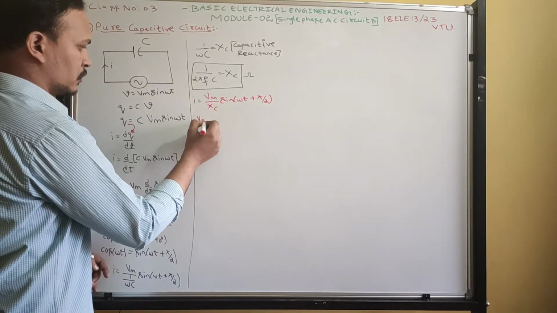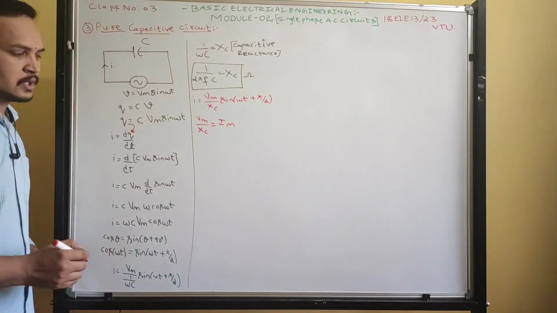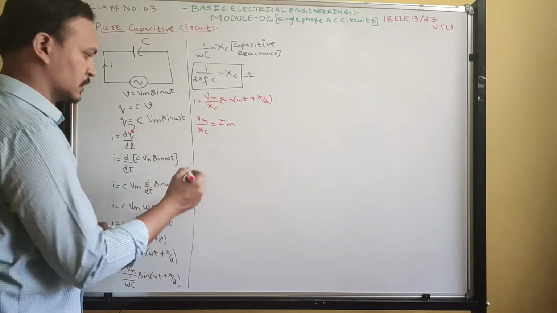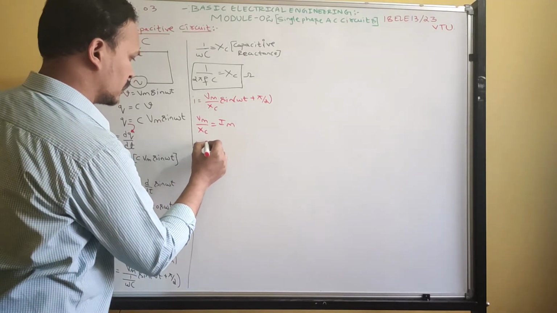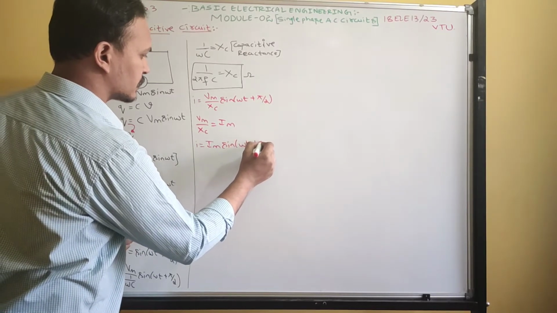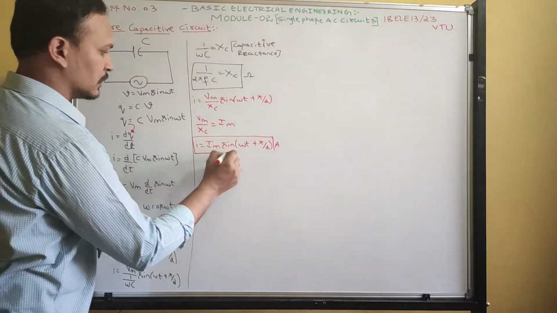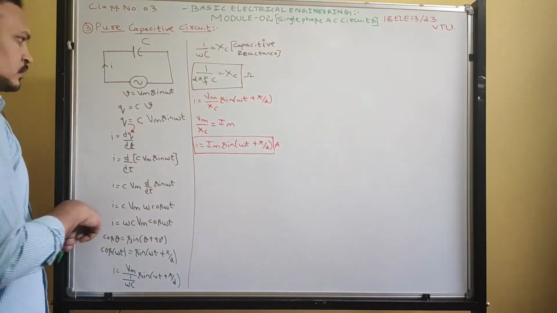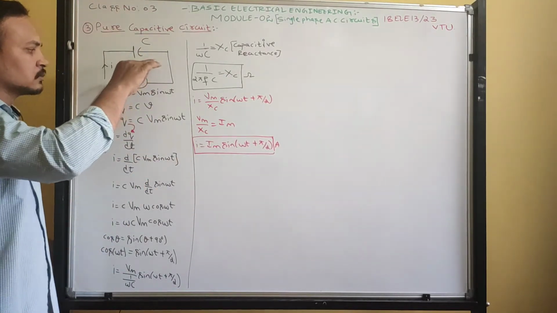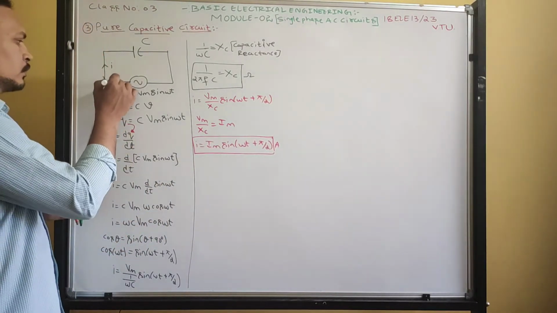So further, what is Vm by Xc? I can write it as maximum current Im. Xc is in ohms, so voltage by ohms gives current. Therefore I is equal to Im sin of omega t plus pi by 2 amperes. So this much current is flowing in the capacitor. If I apply voltage Vm sin omega t to the capacitor, the current flowing through the capacitor is Im sin of omega t plus pi by 2.